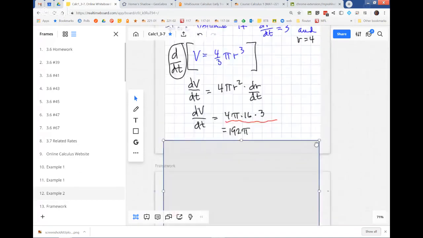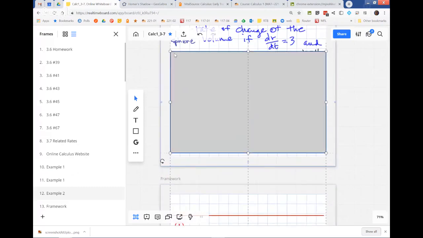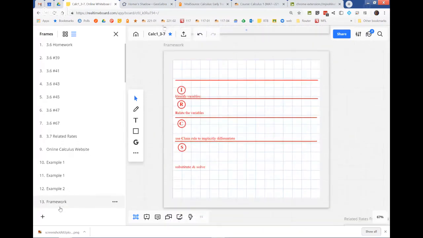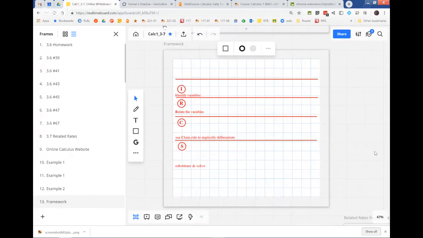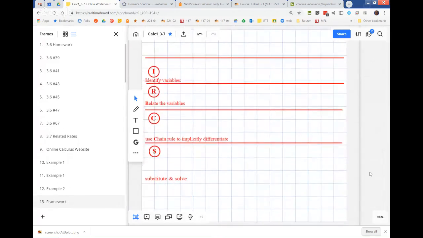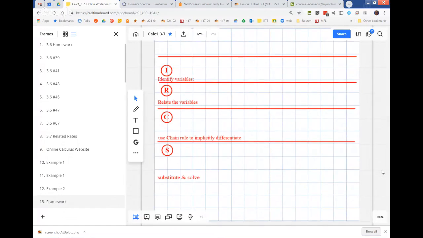Okay, let me pull that back up again. So what I've done is I've developed this framework. I call it a framework. It's like a template for doing problems like this. Maybe a little bit corny, and if I was better at acronyms, I might have come up with a better technique here. If you take the first letters: identify variables, I; relate the variables, R; chain rule, C; substitute and solve, S. Together, they form the word IRCS, which, like I said, I'm not very talented at coming up with, but this will work for just about every problem. Okay, so I'll show you how that can be used.